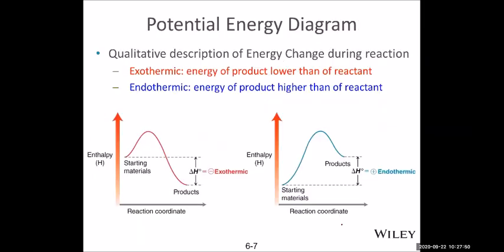The potential energy diagram, this we have seen in general chemistry many, many times. The first one is exothermic, because the final product is lower than the reactant.